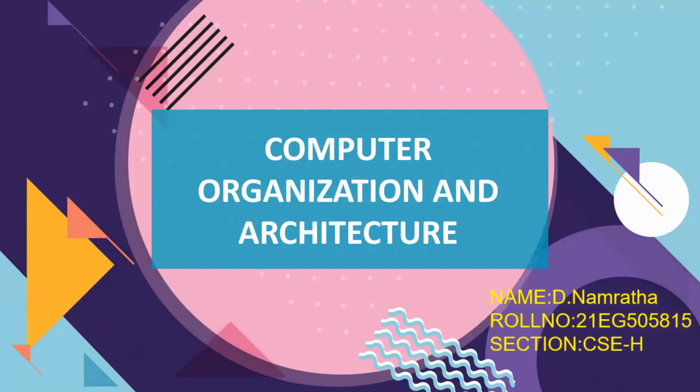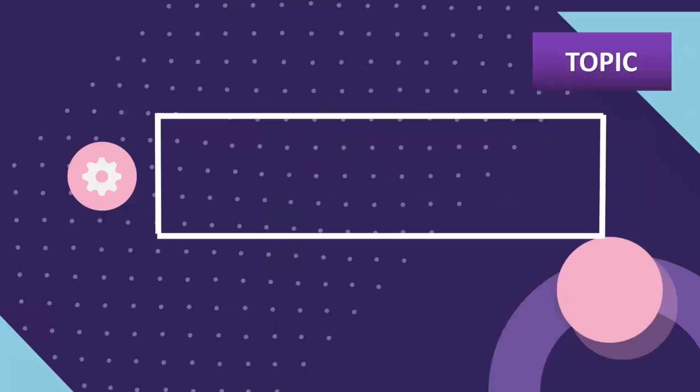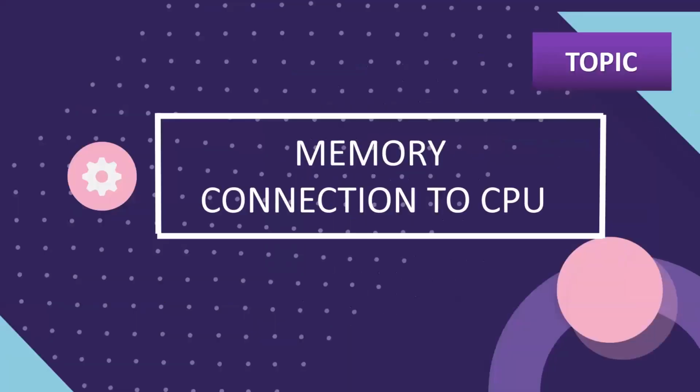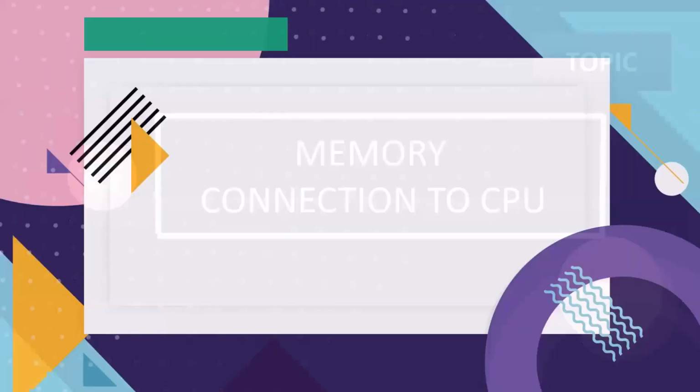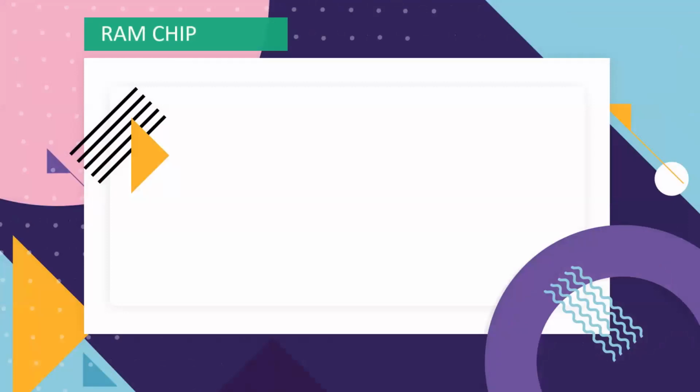Today, I am going to explain the topic of memory connection to the CPU. In this topic, RAM and ROM chips are connected to the CPU. First of all, we'll discuss the RAM chip. The RAM chip is used to communicate with the CPU, and it is used for read and write operations.